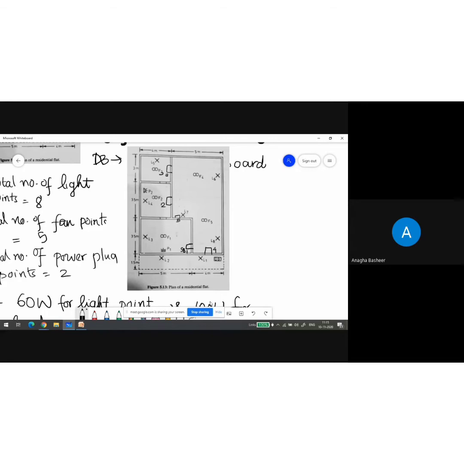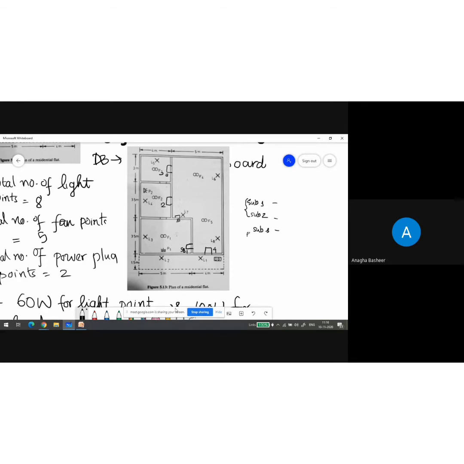Layout of the wiring. So I have said here two subcircuits for light and fan. So subcircuit 1, subcircuit 2 and subcircuit 3 I have to label here. These two are for light and fan subcircuit. This is for the power subcircuit. So how can I label?